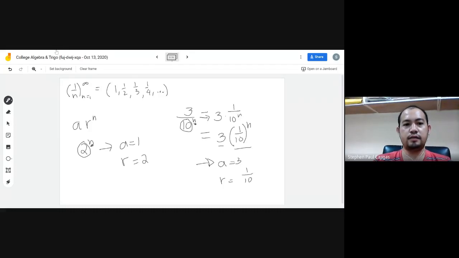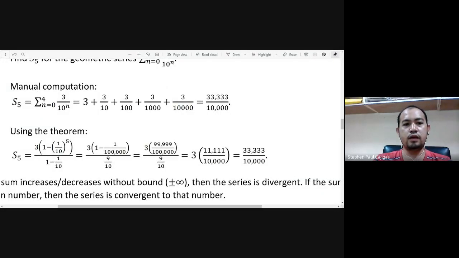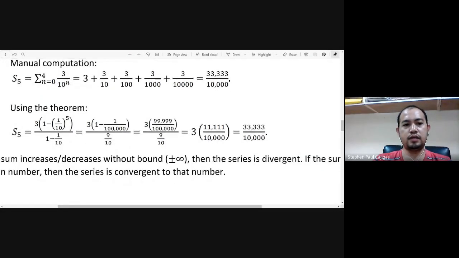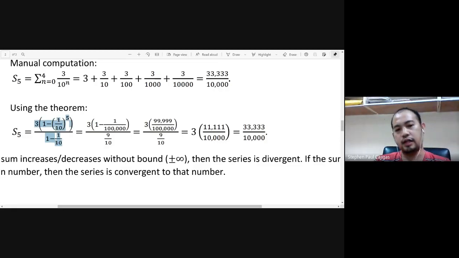Okay, so let's go back. So using the theorem, again, we substitute a, which is 3, and our r, which is 1 over 10. So we will be able to get the same answer, 33,333 over 10,000. So again, in Inhiya, mas complicated lagi lugod kitaon, but if we are going to use a bigger n, then it would help if we will be using the theorem instead of doing manual computation.